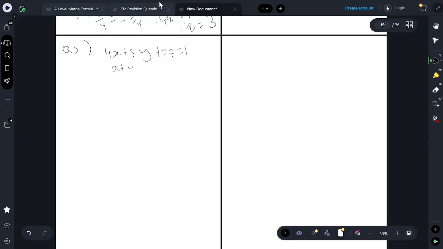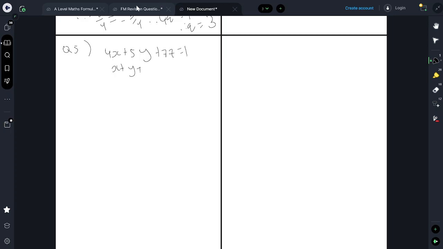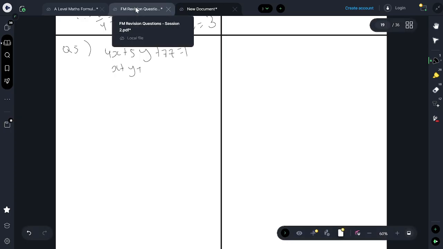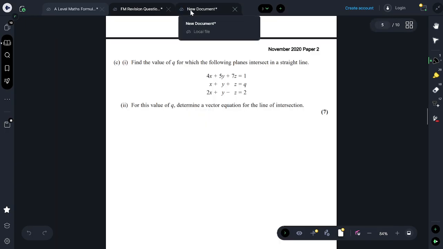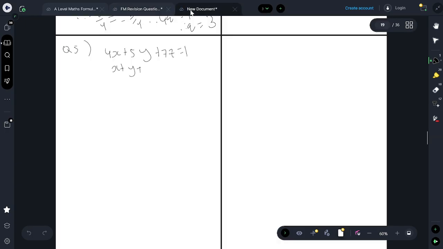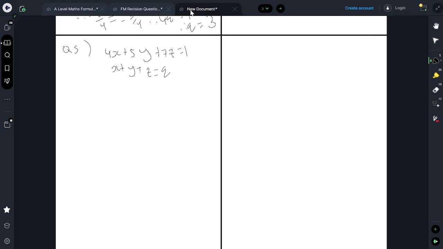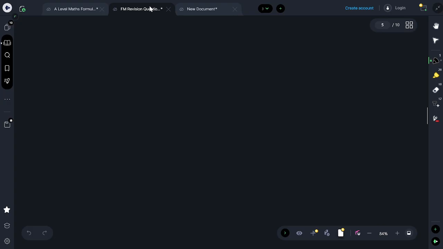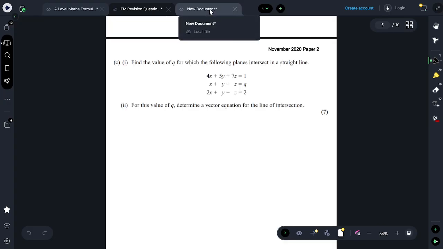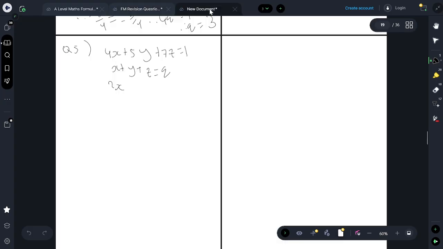Like, what's it? x plus y plus... What was the other equation? The other equation? x plus y plus z is q, and what was it? 2x plus y minus z is 2.